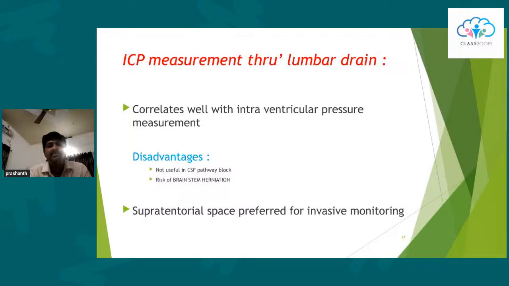The other variant is when you place a catheter into the lumbar subarachnoid space. The measure correlates well with the ventricular pressure when there is continuity between the two systems. However, it is not useful when the CSF pathway is blocked, or if the patient has very high ICP and there is a potential risk of herniation.